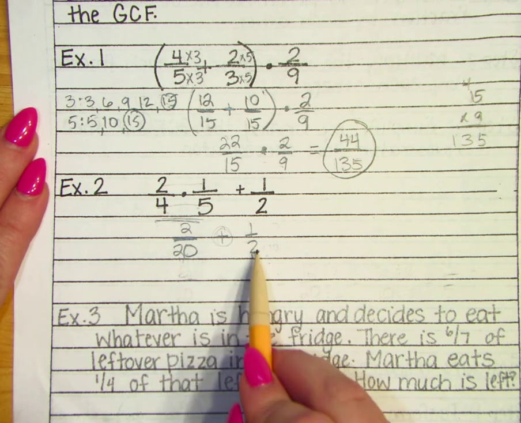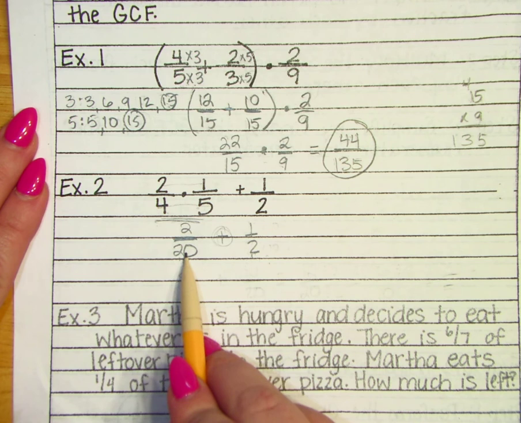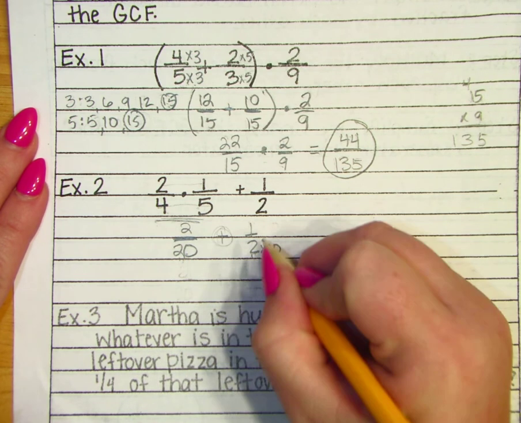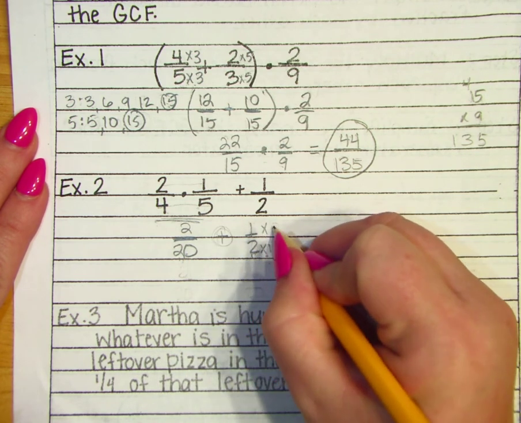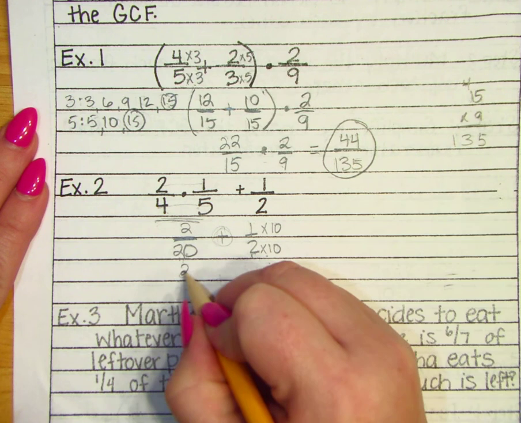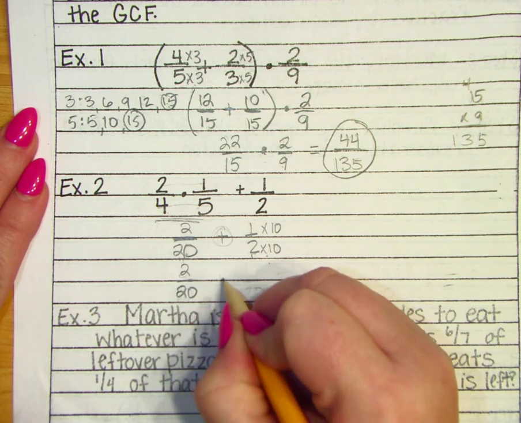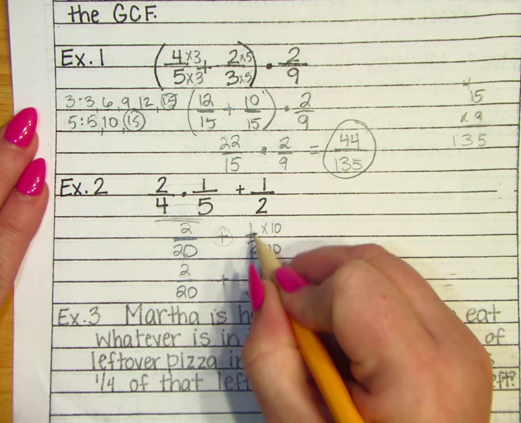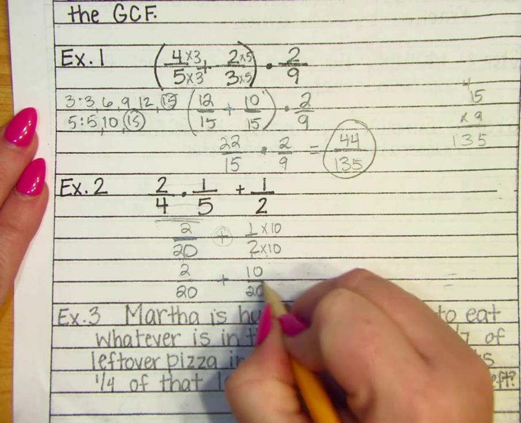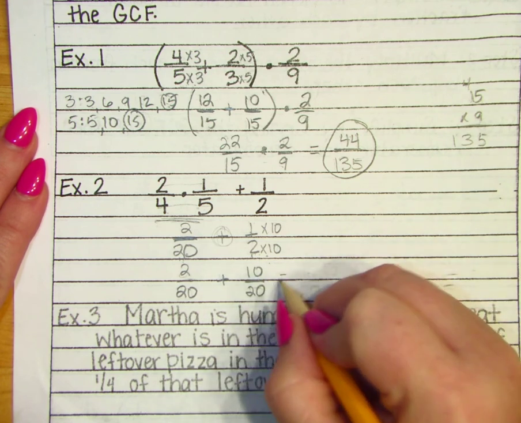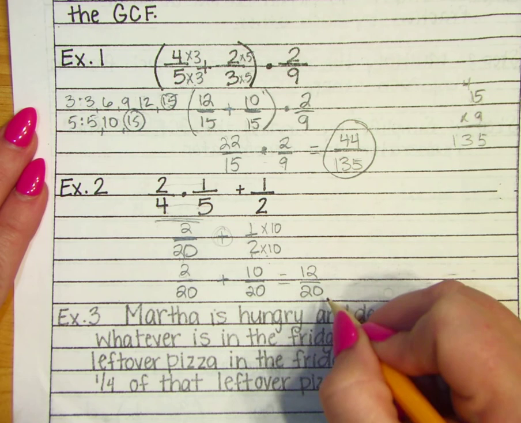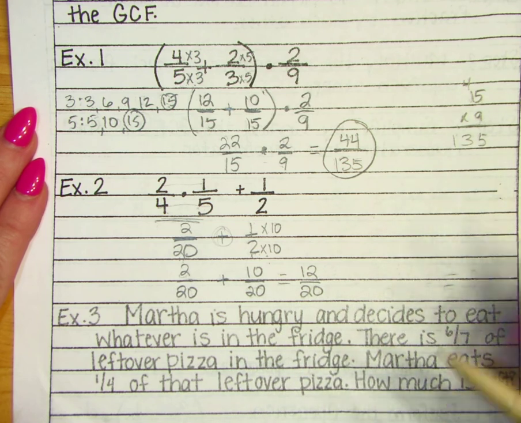So I got to figure out, how do I get from 2 to 20? 2 times what is 20? 2 times 10 is 20. If I do it to the bottom, I got to do it to the top. So then I rewrite my problem, 2/20 plus, now here's my new one, 2 times 10 is 20, and 1 times 10 is 10. So 2/20 plus 10/20 gives me 12/20.